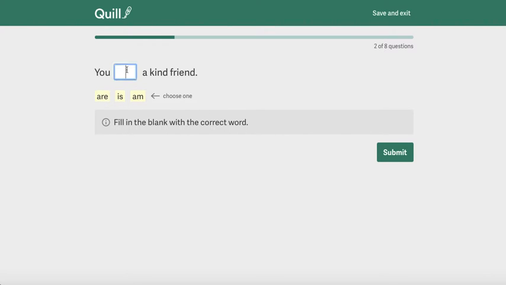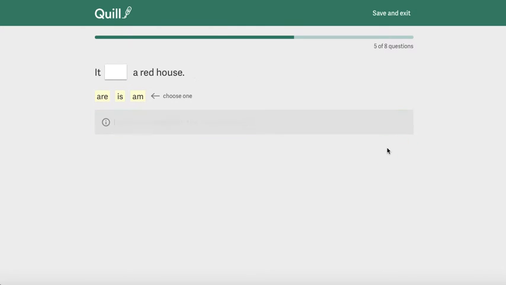You blank a kind friend. You are, is, or am. You are a kind friend. She blank a funny teacher. She are, is, or am. She is a funny teacher. He blank an interesting student. He are, is, or am. He is an interesting student.